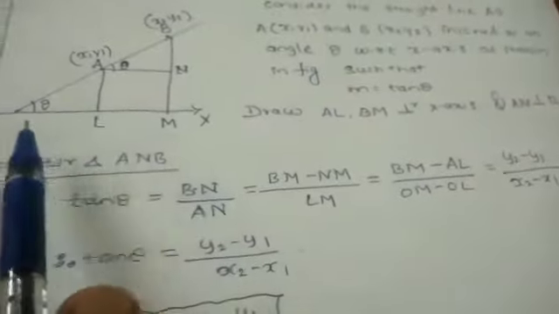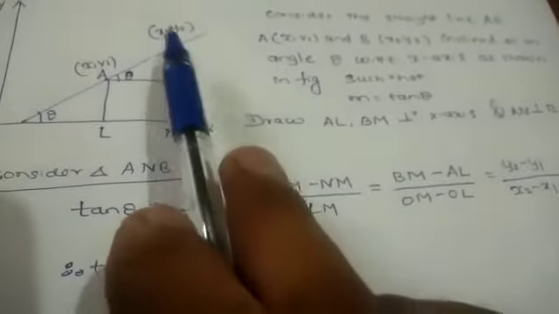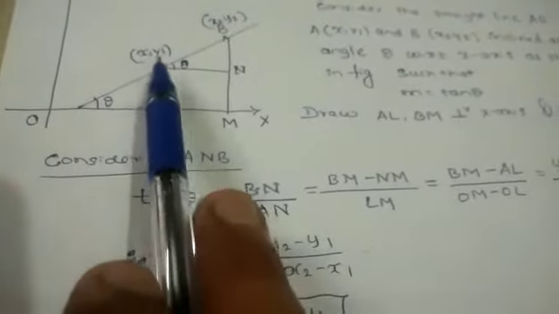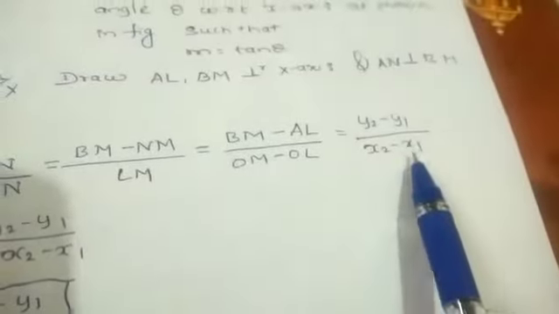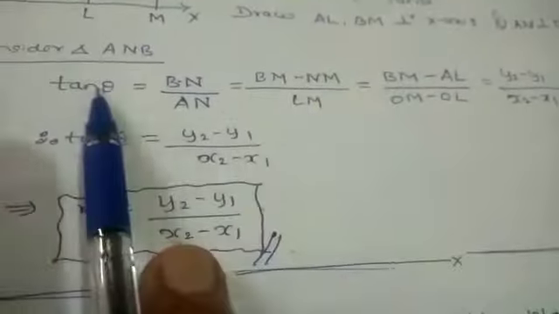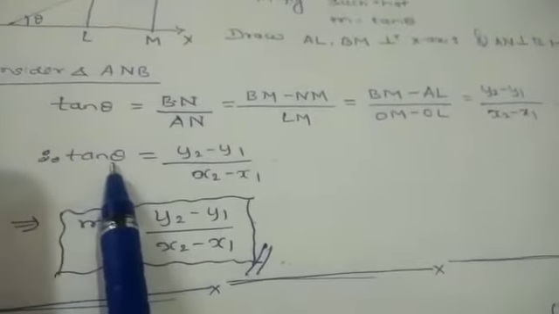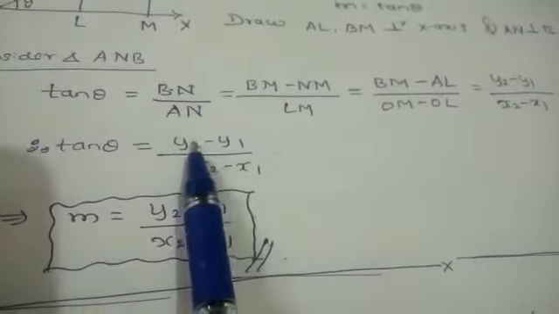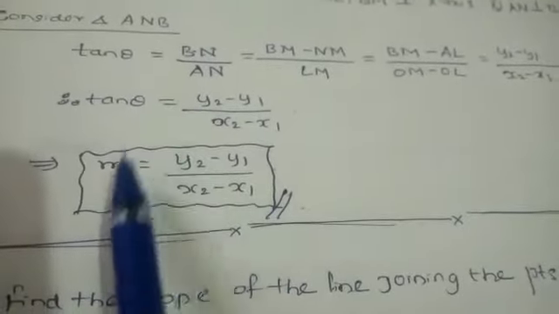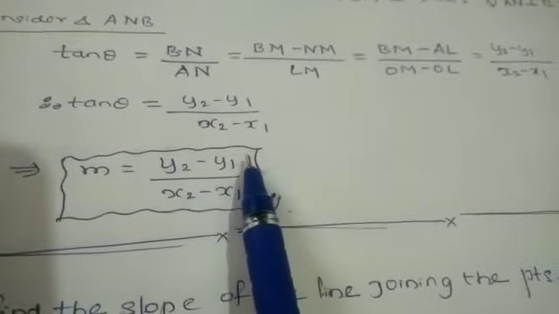Next OM. OM is the x coordinate, so that is x2. So we write x2. Next OL, that is the x coordinate, here it is x1. Therefore it becomes y2 minus y1 divided by x2 minus x1. Tan theta, that is the slope of the line joining the two given points, is equal to y2 minus y1 divided by x2 minus x1. That tan theta itself is represented as m equals y2 minus y1 divided by x2 minus x1.